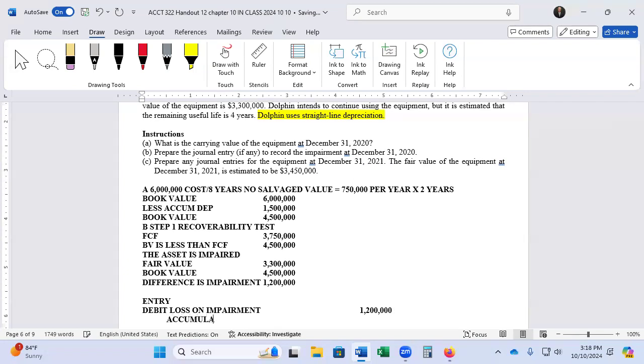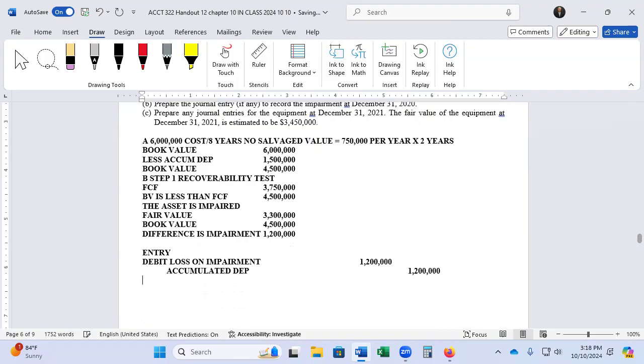And accumulated depreciation for 1.2 million. And then we have C, and I'll give you about 2 minutes. Have a question?